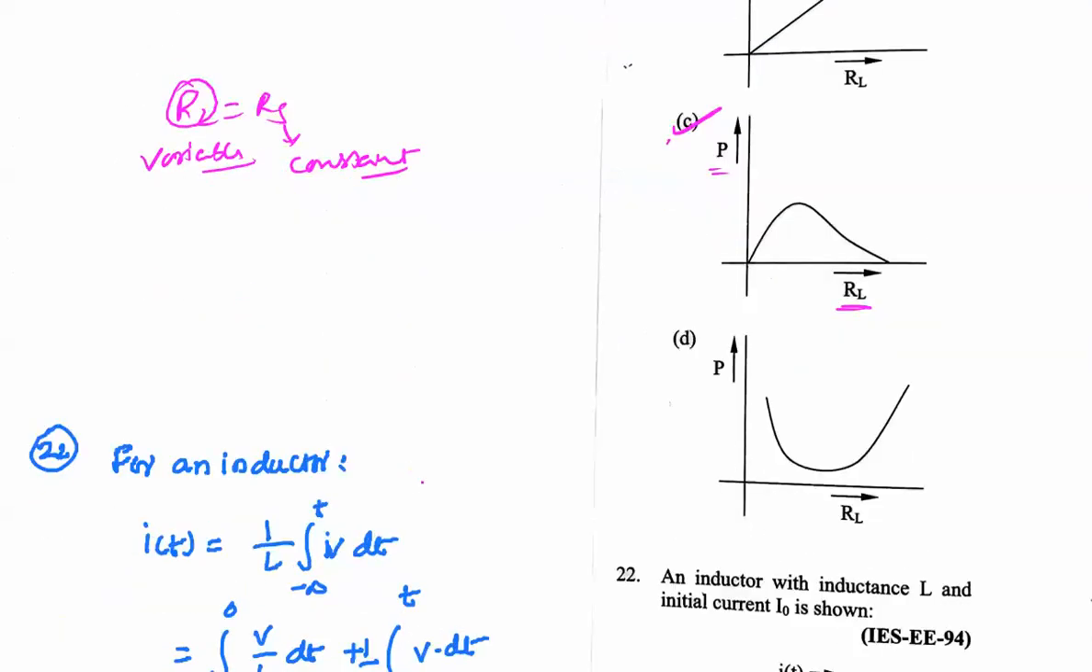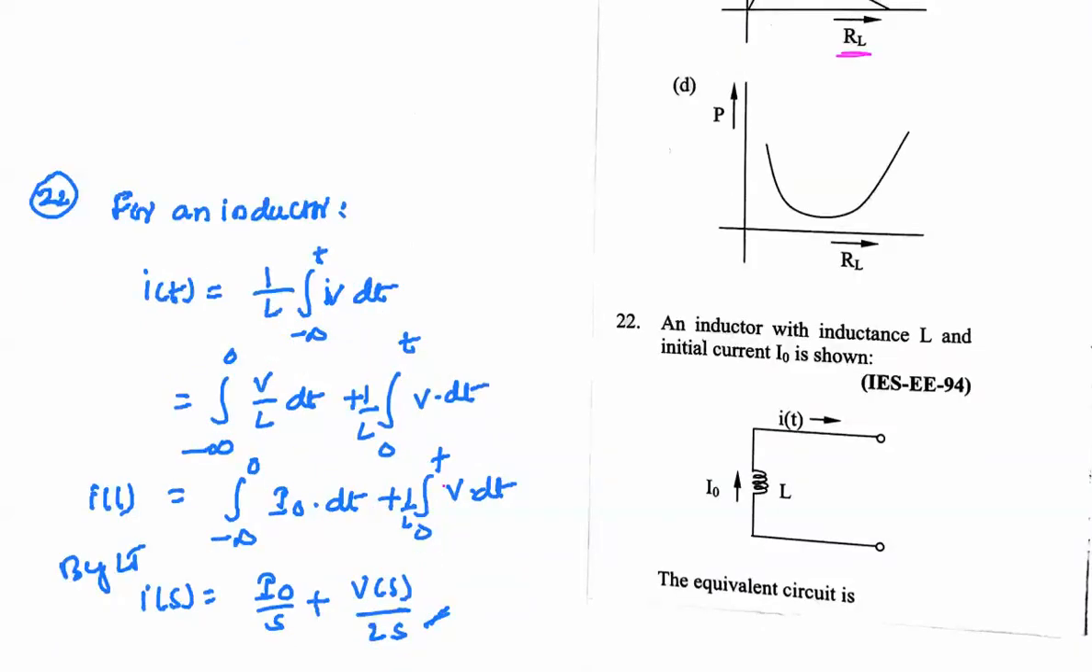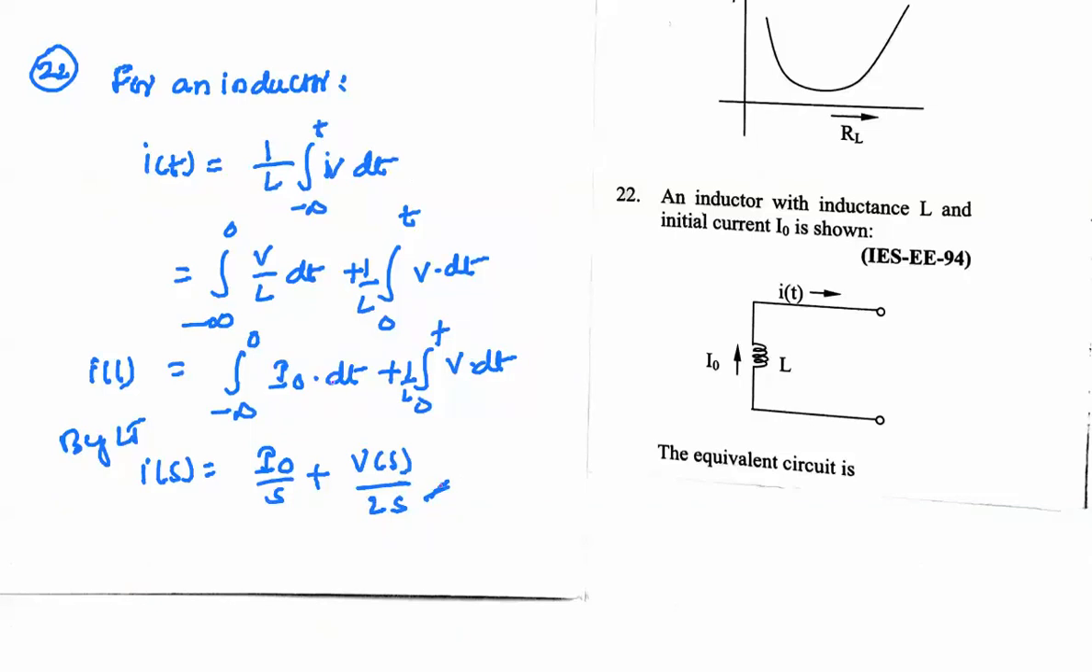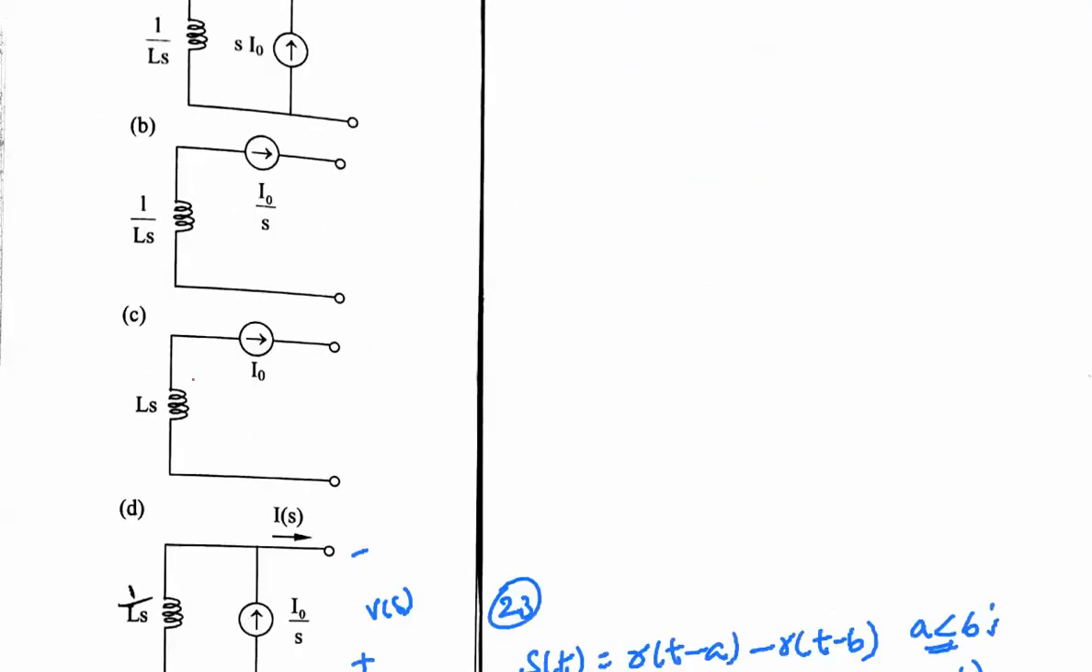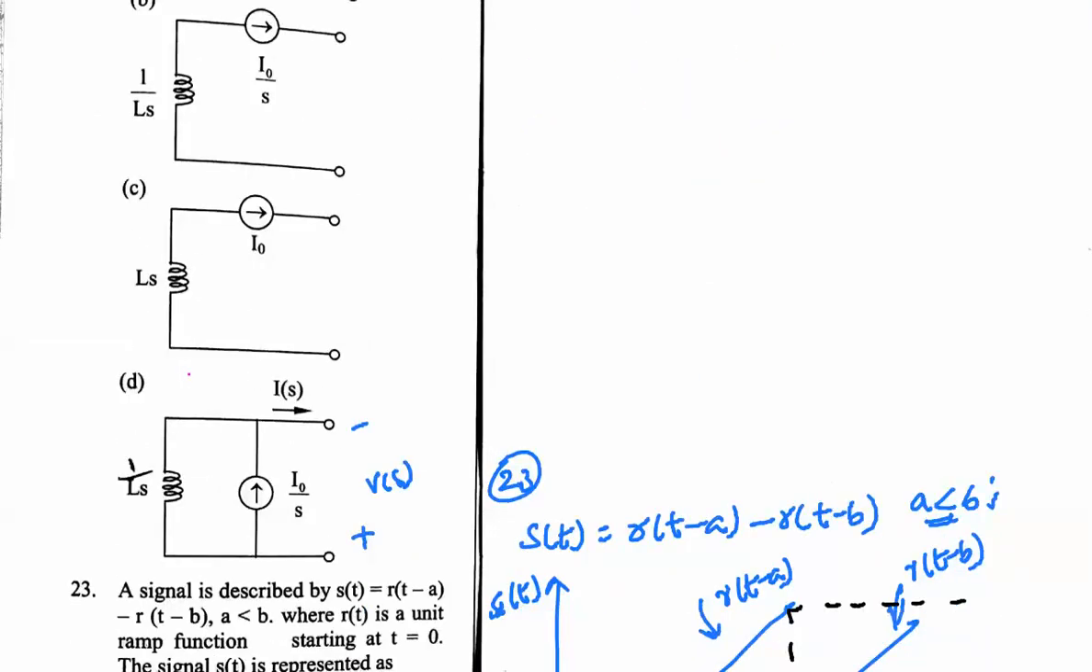Next one, an inductor with an inductance L and the current I naught as shown in figure. As we know, from one of the forms of Ohm's law, we derived that I of t is equal to 1 by L into the integration from minus infinity to t of V dt. From this we will derive that the initial current flowing in the inductor is I naught by S plus V of S by Ls, by using this Laplace transformation here. And from this the equivalent circuit will be D here.